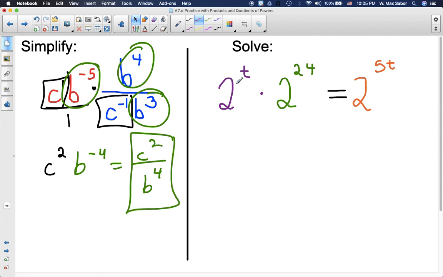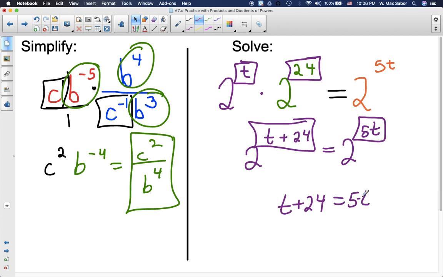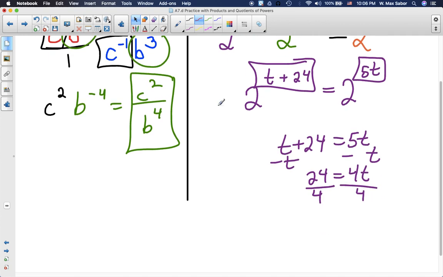And then lastly, here, these exponents will be added because the pieces are multiplied. And now we can say the exponents should be equal, so t plus 24 equals 5t. Subtracting t from both sides gives 24 equals 4t. So that means that t equals 6.